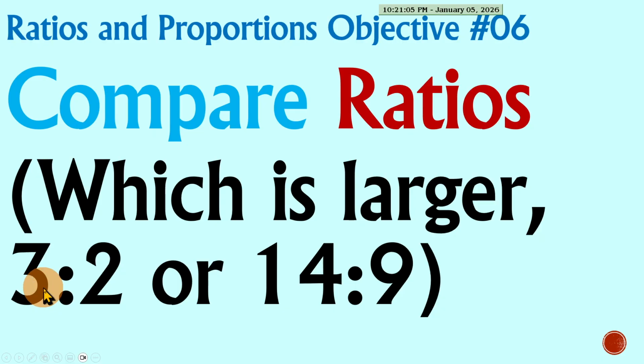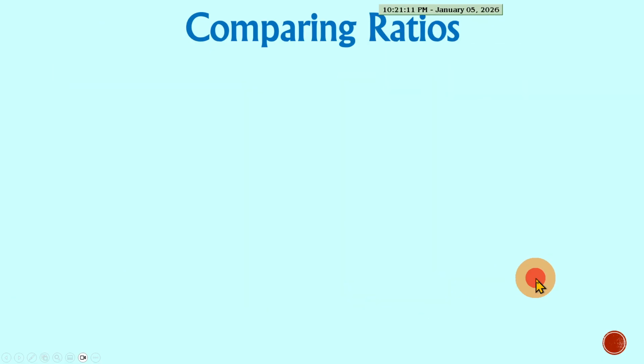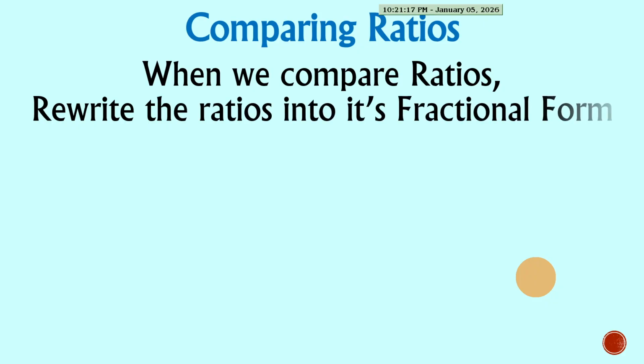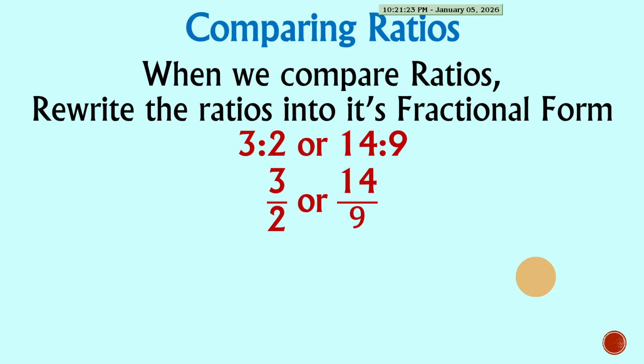So the two ratios we have are 3:2 and 14:9. The question is which is larger? When we compare ratios, we have to rewrite the ratios and put them in their fractional form. So 3:2 becomes 3 halves and 14:9 becomes 14 ninths.